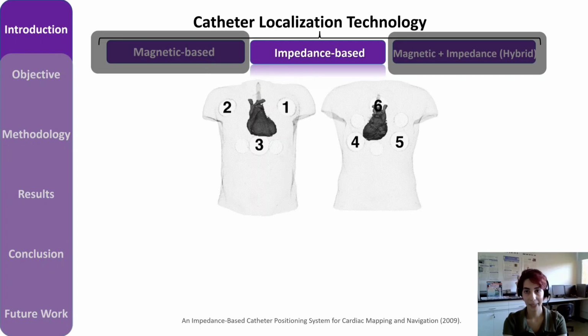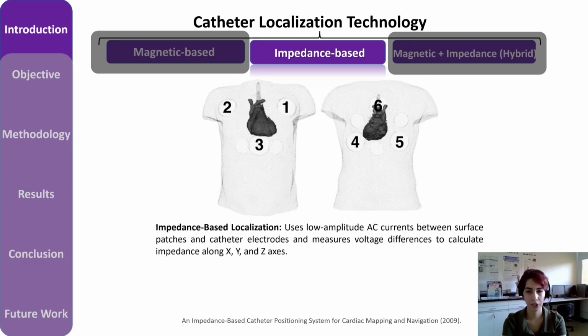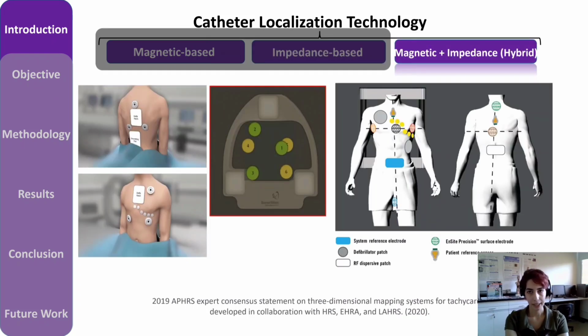Now I'm talking about impedance-based technology. This technology uses low-amplitude AC current between surface patches and catheter electrodes and measures voltage differences to calculate impedance along 3 different axes. Nowadays, most of the systems use a combination of these 2 technologies for catheter localization, which is called hybrid. It is a mixture of magnetic and impedance fields.